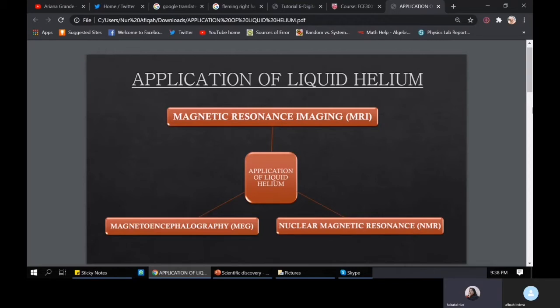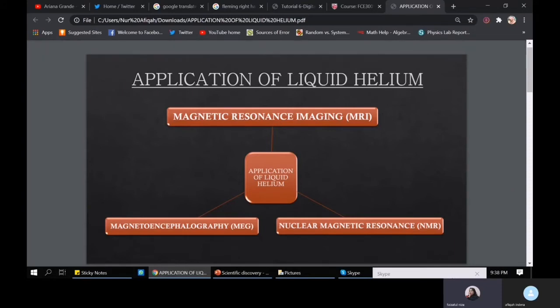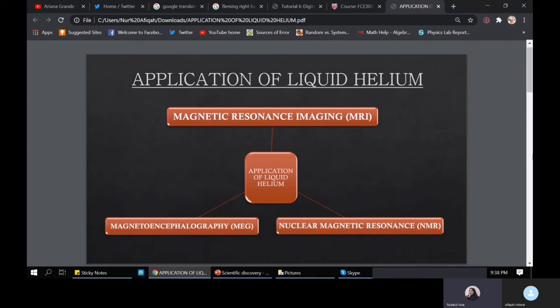I will explain about applications of liquid helium. This is an example of applications of liquid helium. First, we use liquid helium in magnetic resonance imaging, MRI. Second is nuclear magnetic resonance. Third is magnetoencephalography. These all use superconducting magnets that use liquid helium for cooling.